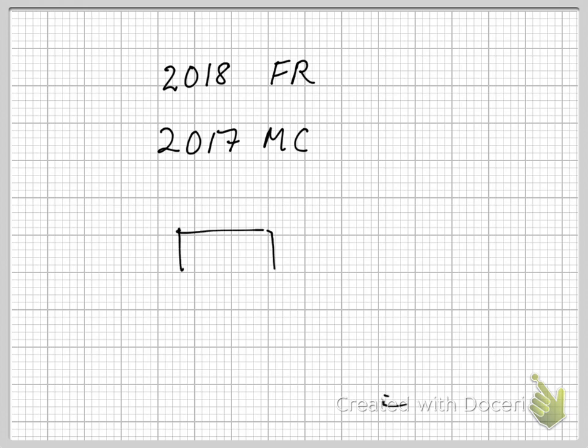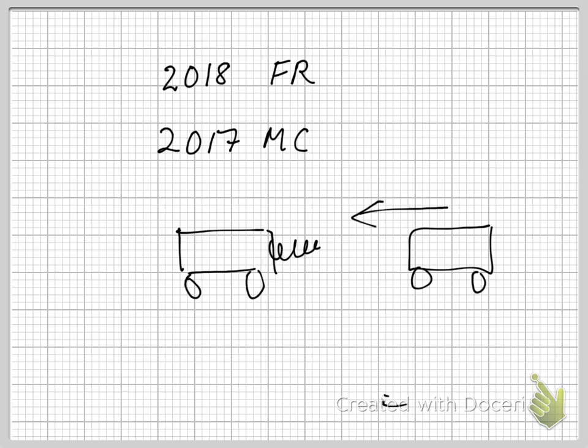So in the 2018 free response and in the 2017 MC of AP Physics C Mechanics, they have addressed the issue that when you have an object approaching another. The free response actually had a cart with a spring on it and another one was coming in at it.